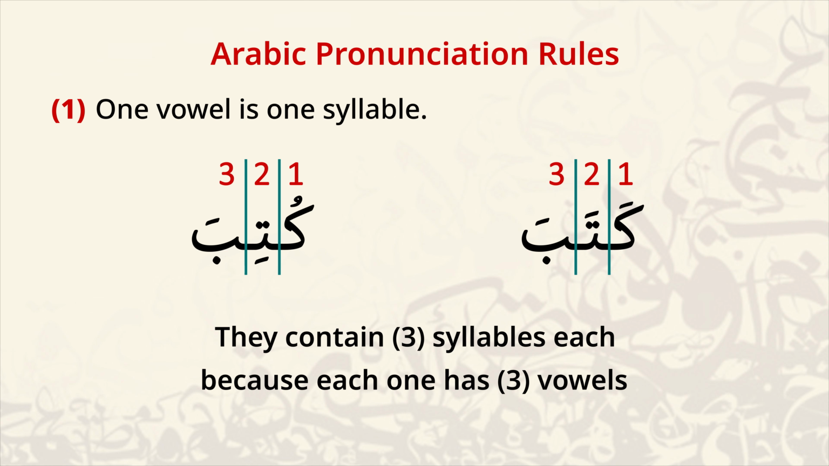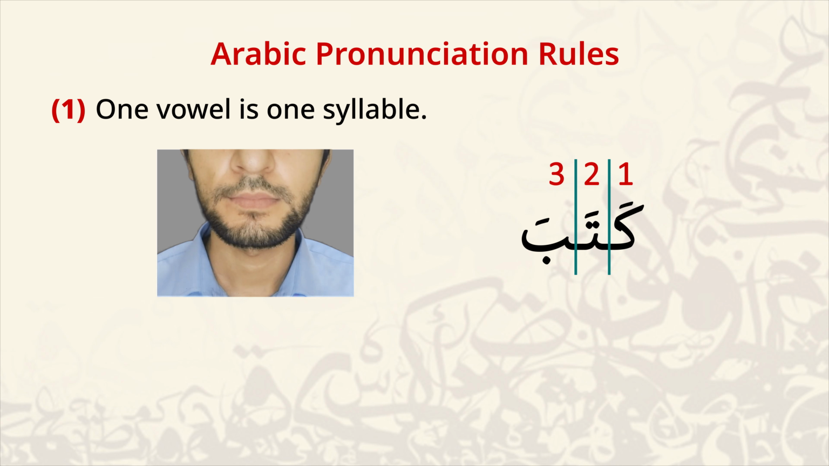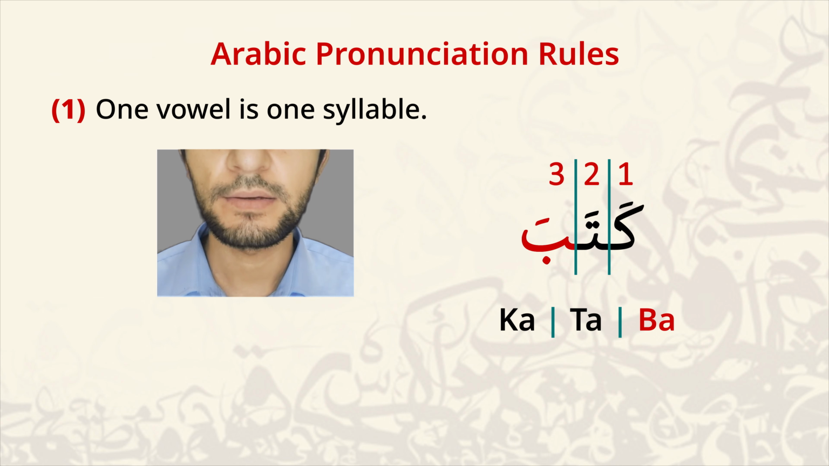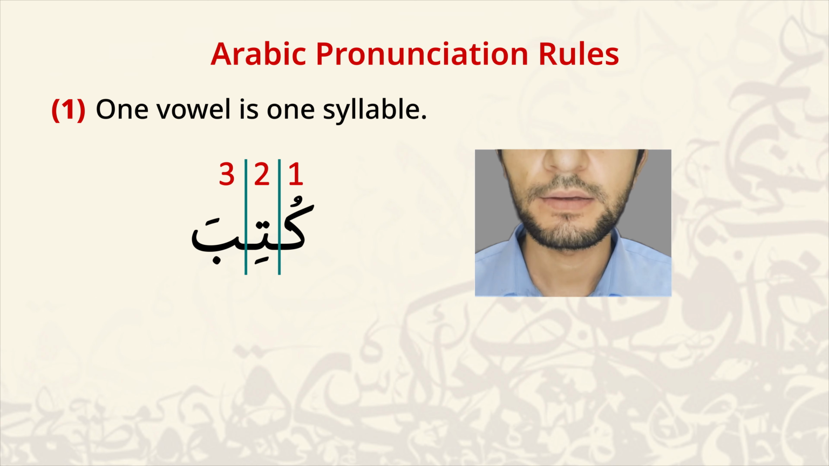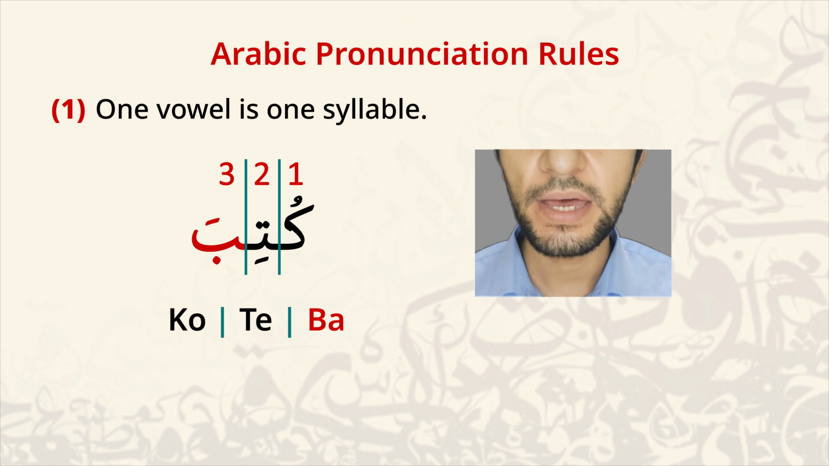The 3 syllables of the first word are ka, ta, ba: kataba. And in the second we have ku, ti, ba: kutiba. So, as a beginner, you read each syllable alone first before you combine them to read the whole word. These vowels are all short vowels. We don't stretch any sound or label.